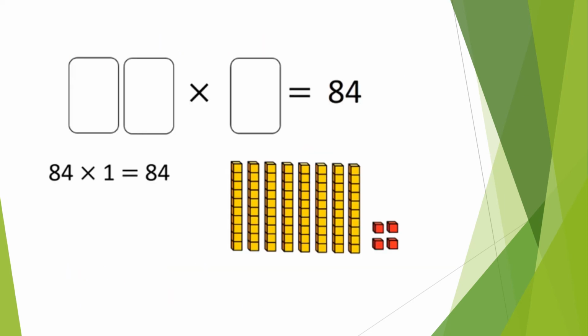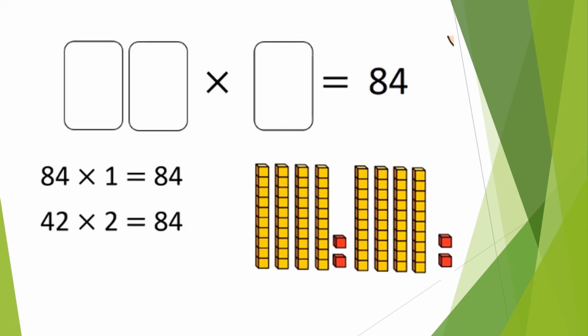How did you get on with this problem? You could choose the digits 8, 4 and 1 to make the numbers 84 times 1, which would give you an answer of 84. Did anyone think of those digits? 8, 4 and 1. Well done if you did.